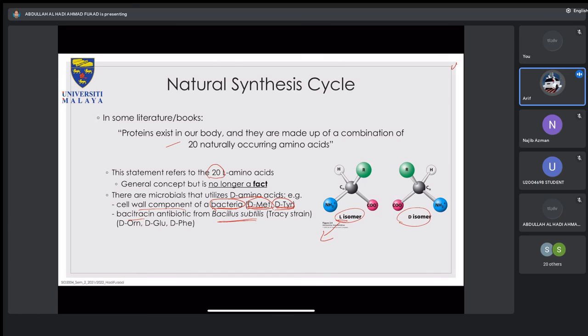Because the isomer is used in the cell wall component, I think maybe it's because the D-isomer can form a stronger cell wall. Okay, that is partially correct. Stronger. Anyone want to add more? Why is it stronger if the bacteria uses D-amino acid? Anyone? Have a guess?